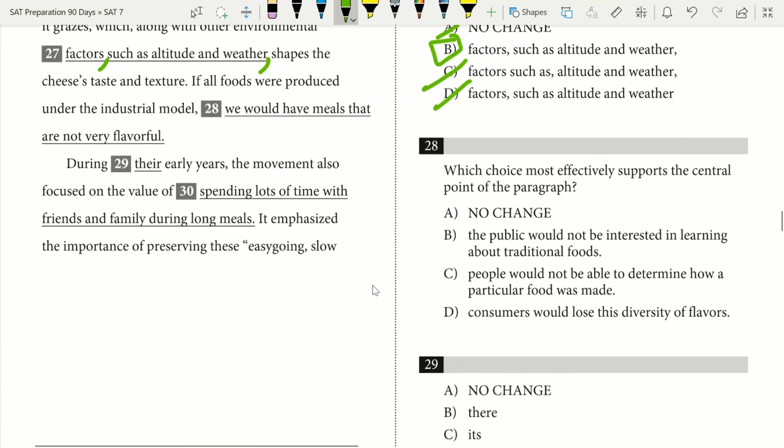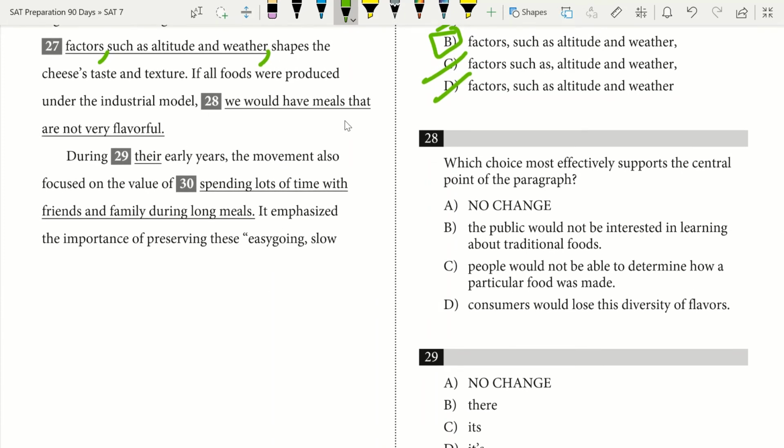We got 28. "If all foods were produced under the industrial model, we would have meals that are not very flavorful." Which choice most effectively supports the central point of the paragraph? Okay, that one right there, talking about foods that aren't very flavorful, is not really the main point of our paragraph. The main point of our paragraph is talking about how we're going to end up losing flavors. We're going to lose flavors because everything's going to be monotonous and everything's going to be the same. Those industrially produced burgers may still have flavor. It's just that we're going to lose diversity.